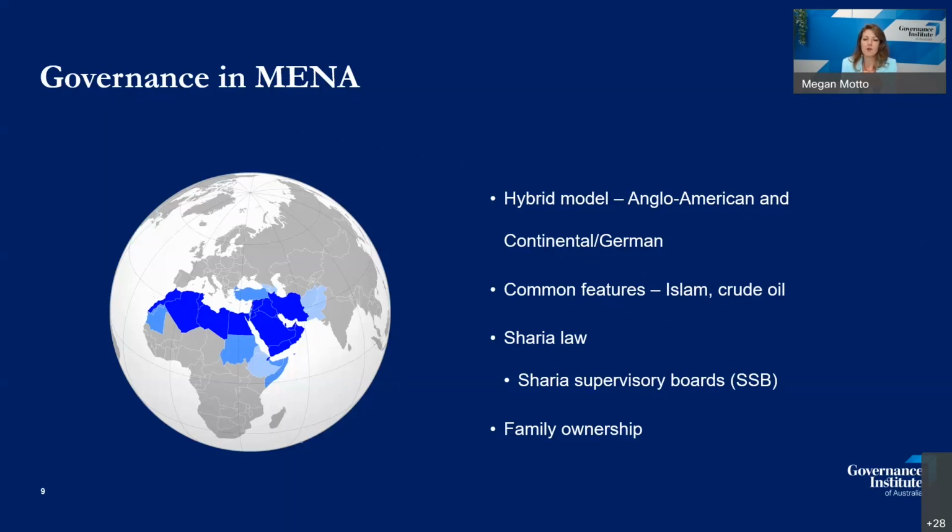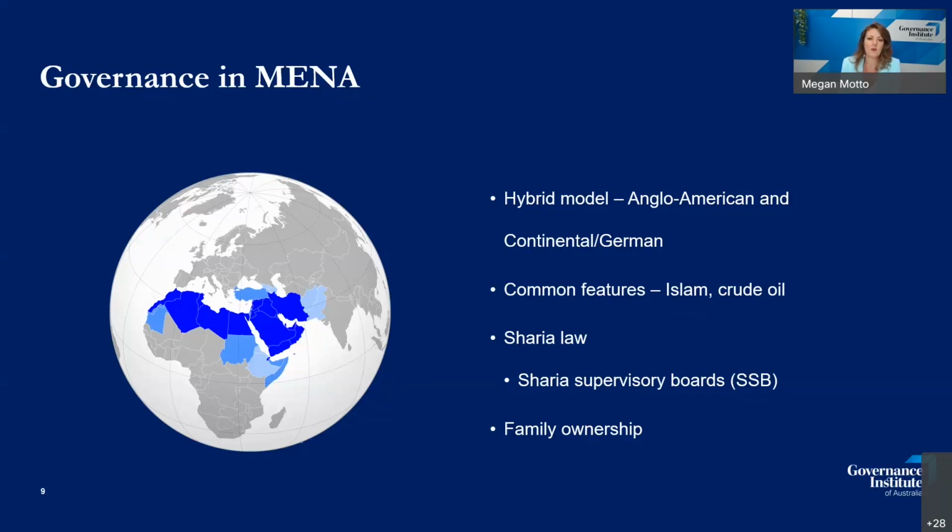There are some common features, particularly throughout the region. Obviously, the featuring of Islam as the predominant religion through the region, and I'll come to that a little bit in a moment, but also the predominance of the major structures and the major important resources of the regions. The importance of crude oil, for example, comes to mind. So there are some common features amongst the region.